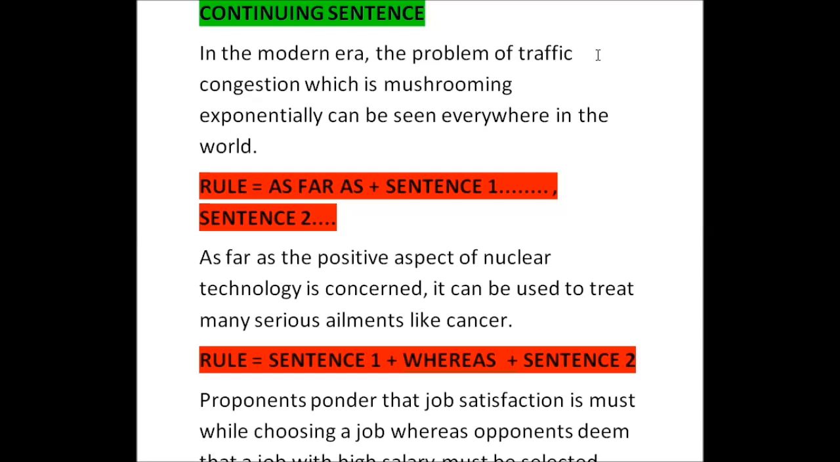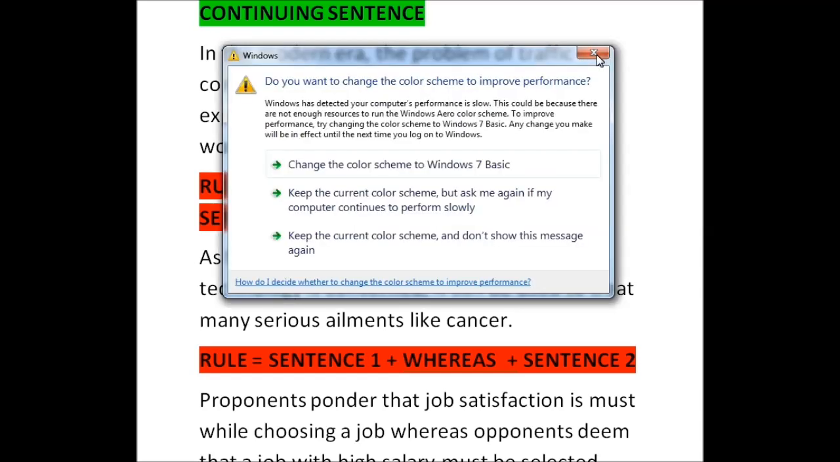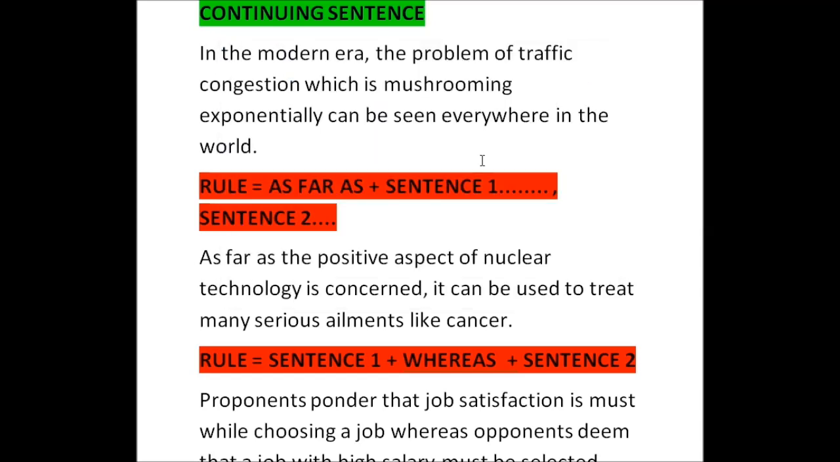Next, how to use as far as. As far as, the rule is then write down the sentence 1, then write down the commas, then the sentence number 2. So as far as the positive aspect of nuclear technology is concerned, so this is the one sentence that we start with as far as.